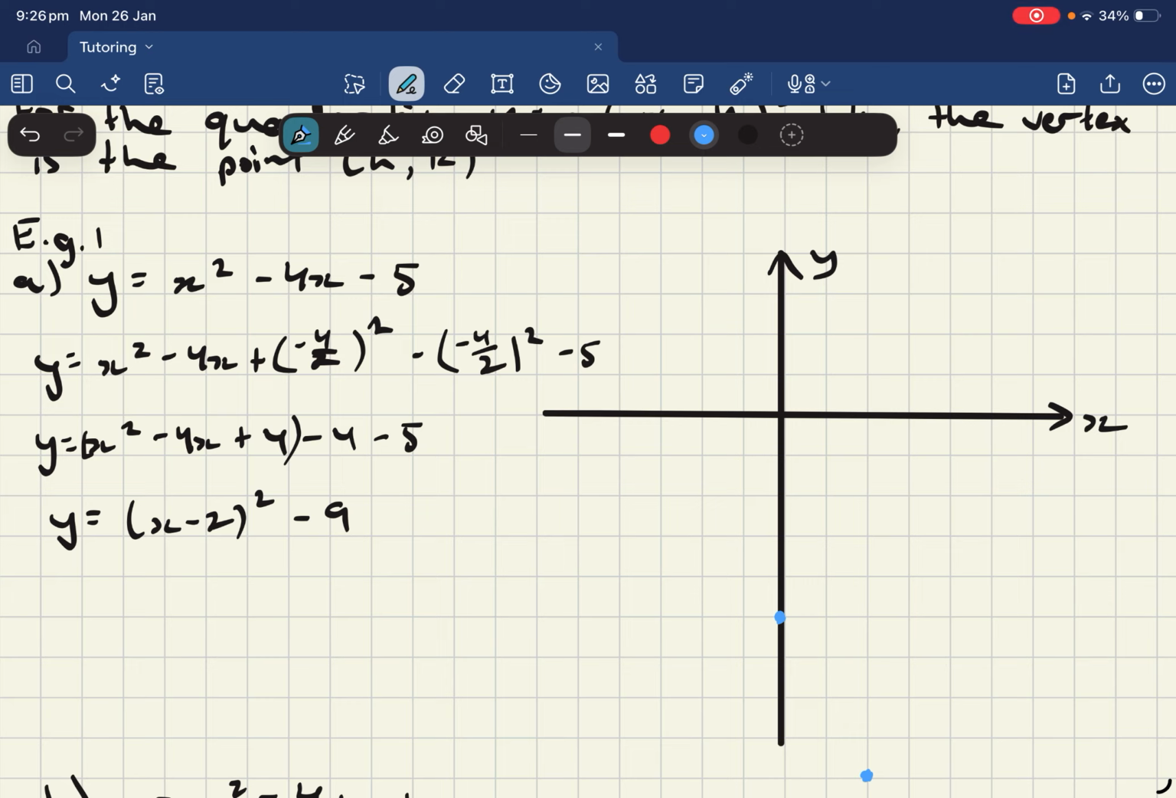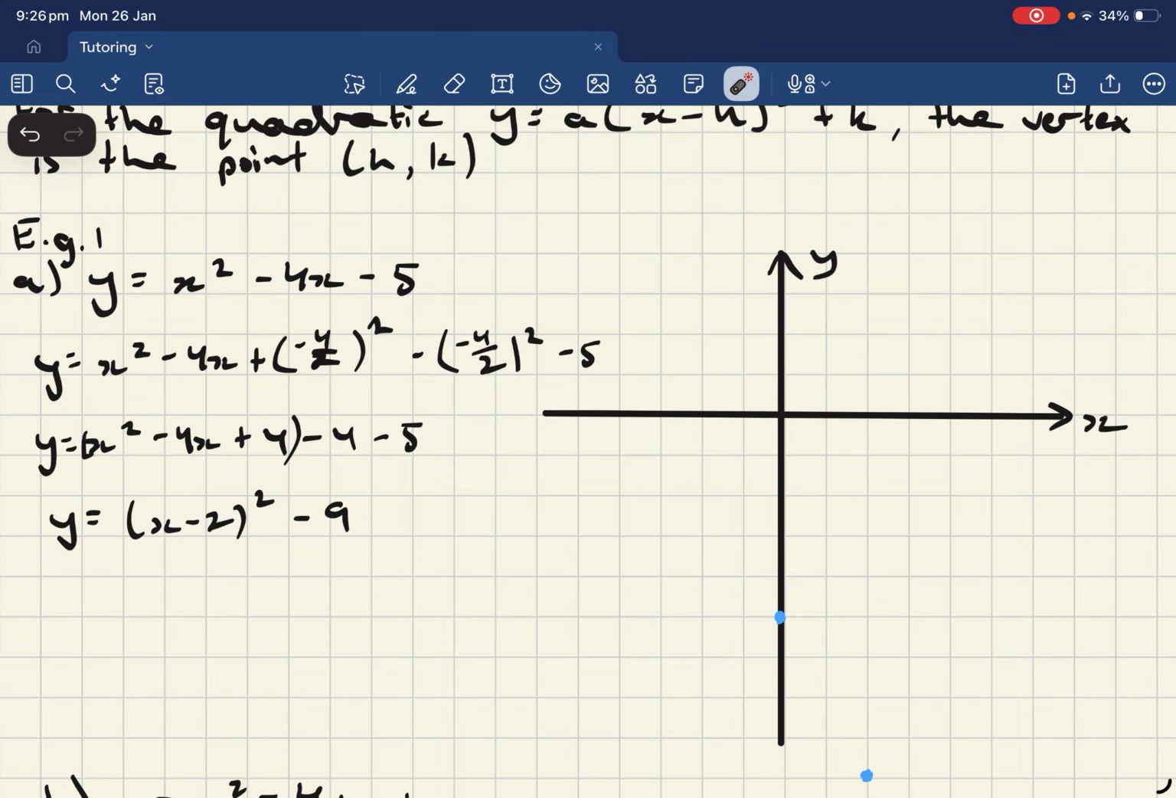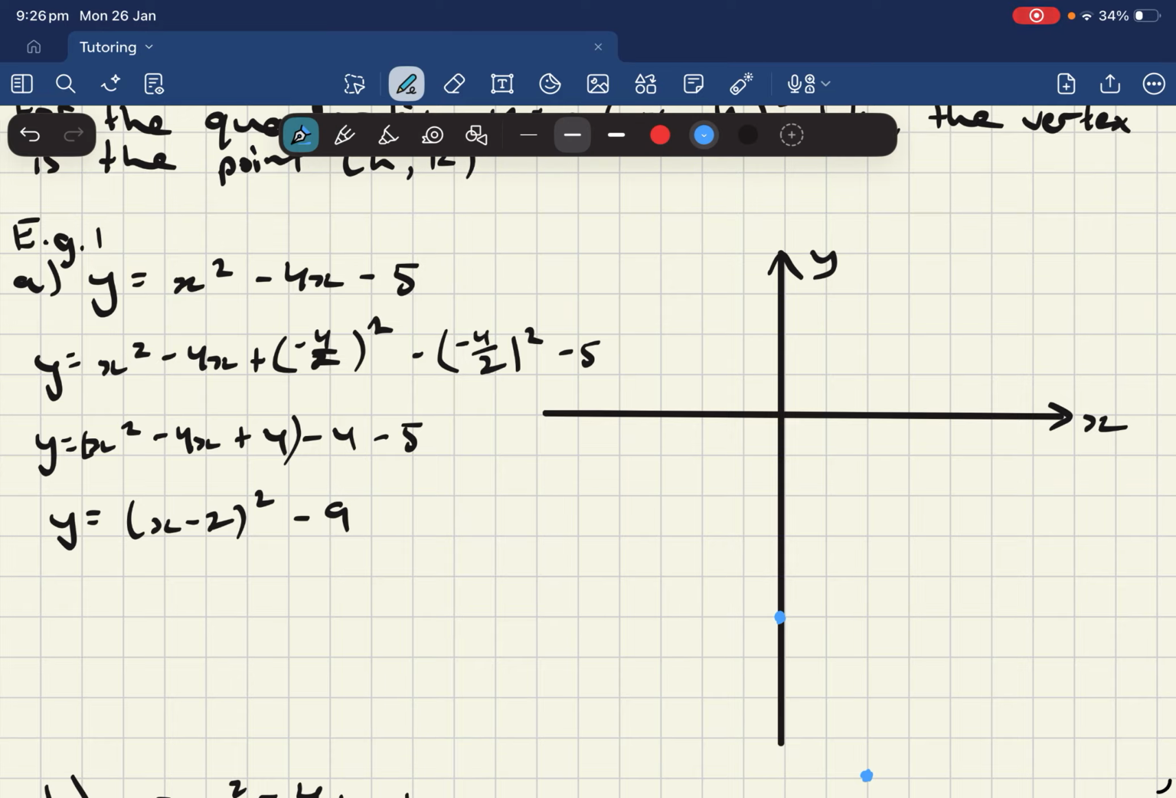So we found the y-intercept and the vertex. We also need to find the x-intercepts. And we get these when we set y to equal 0. So for the x-intercept, 0 equals x minus 2 all squared minus 9. And now we just have to solve the equation.